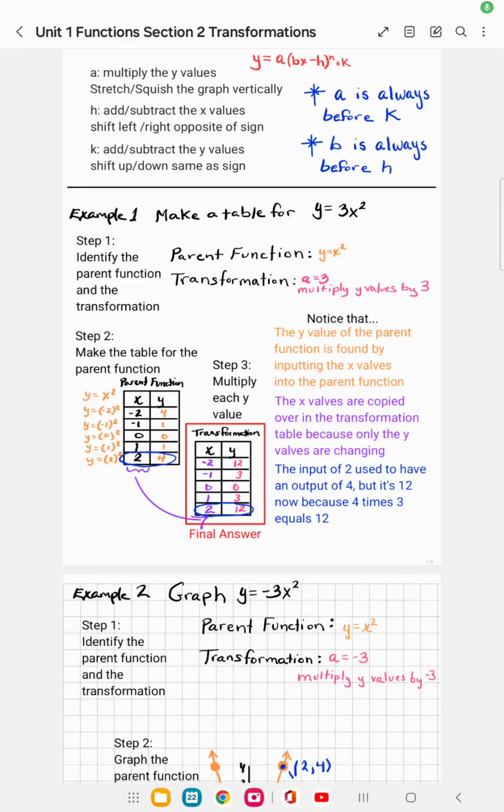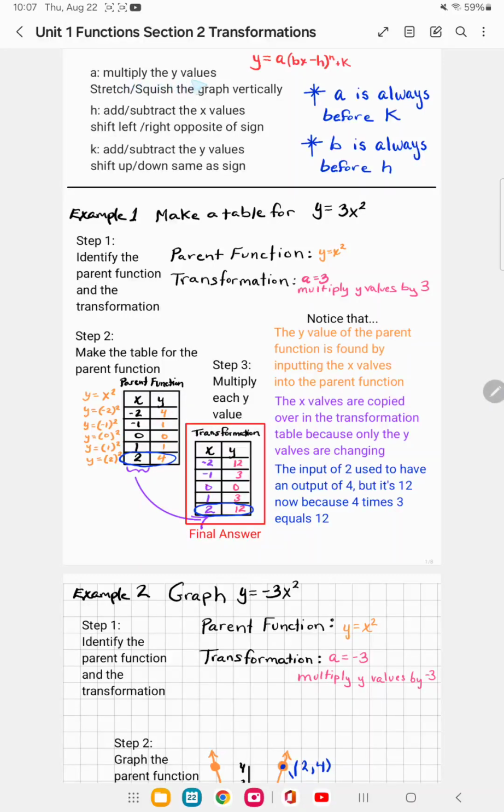Functions, section 2, transformations. We're going to be looking first at this equation up here: y equals a times (bx minus h) raised to n, plus k. So a, b, h, and k are the transformations that we're looking at. B is going to come in later, so we're going to focus on a, h, and k right now. Those are the main ones you will see.